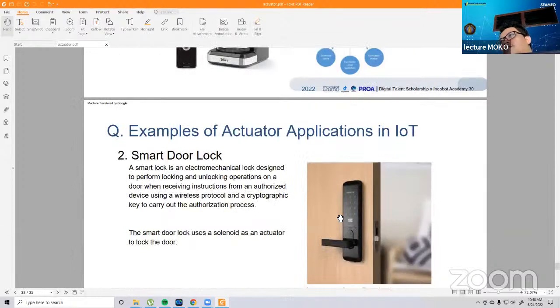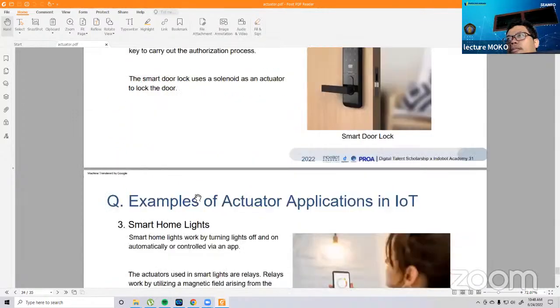And smart door lock also is a product many people use today. For example, we have a company in our country that sells this type of smart door lock. It uses a relay actuator to open and close the gate. This is also an actuator, a smart actuator.